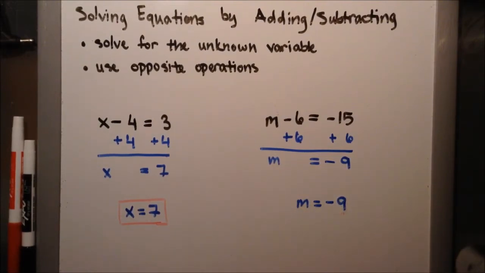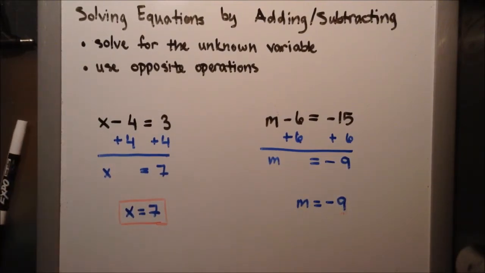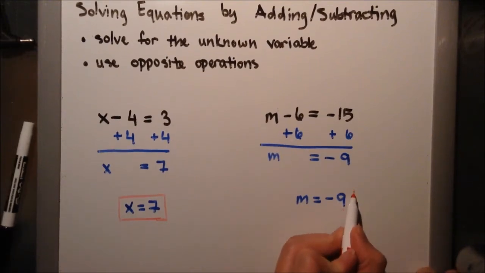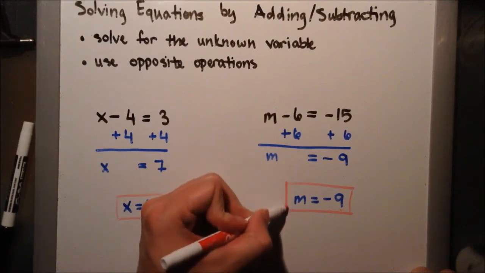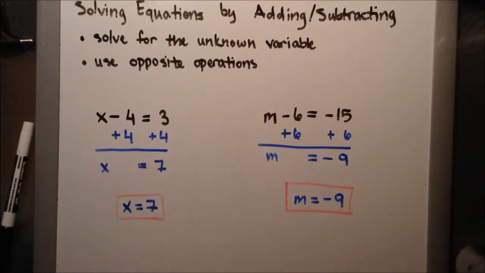And again, just like I said before, if you want to double check, plug negative 9 into m and then work it out. Now if you want to double check if negative 9 is correct for m, especially when we're working with negative numbers, then I would suggest working with the number line. You can always use the number line to double check. So again, for example 2, the final answer is m equals negative 9.